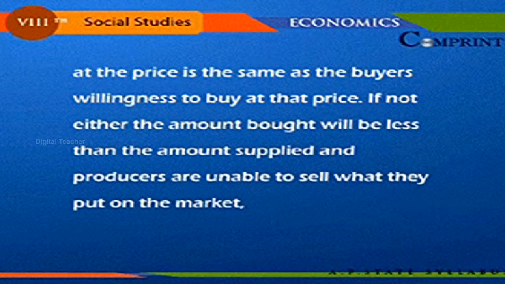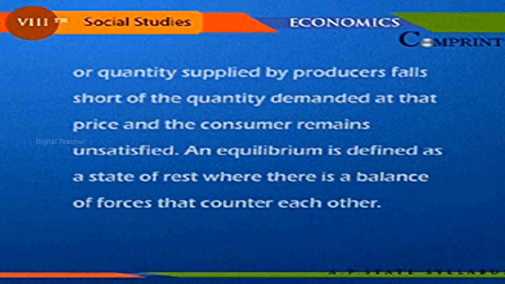If not, either the amount bought will be less than the amount supplied, and producers are unable to sell what they put on the market, or the quantity supplied by producers falls short of the quantity demanded at that price, and the consumers remain unsatisfied. An equilibrium is defined as a state of rest where there is a balance of forces that counter each other.